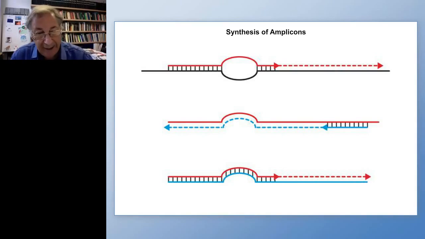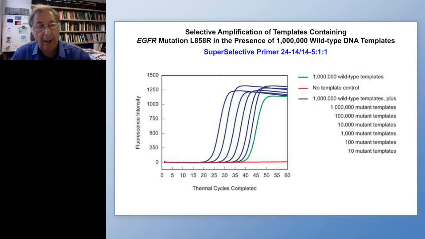That's kind of neat. So let me show you how this works in practice. This shows an experiment that illustrates the working of a super-selective primer. Let me say a little something about how these model experiments were generated. First of all, we chose as a target DNA molecules containing the EGFR mutation L858R. It's a mutation that's related to whether drugs will work or not work in certain types of lung cancer. It's kind of irrelevant for the test what it actually does.